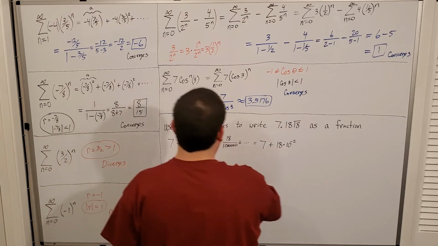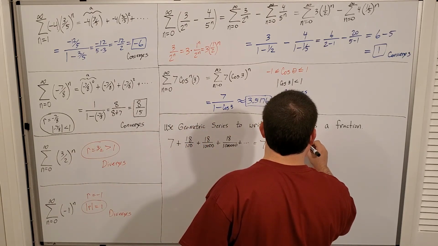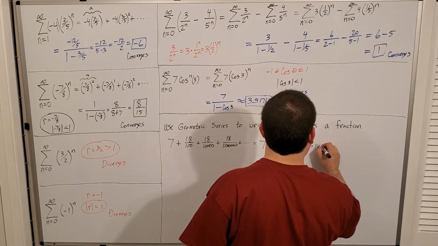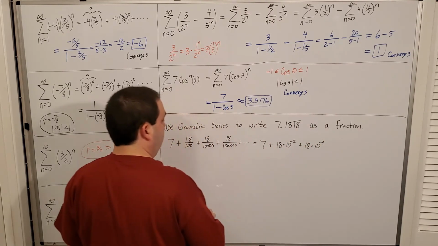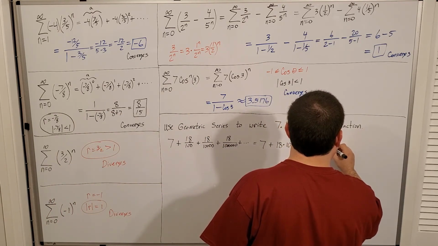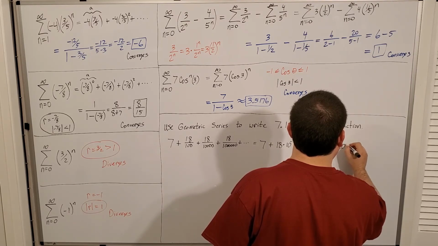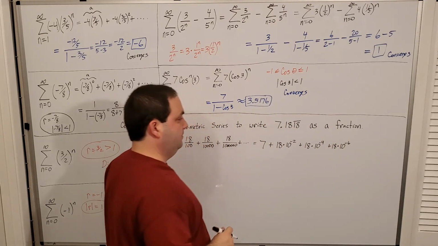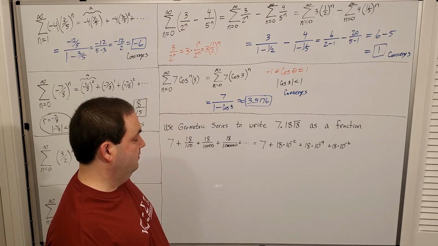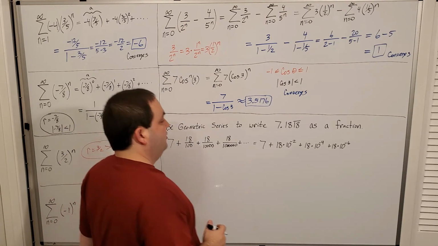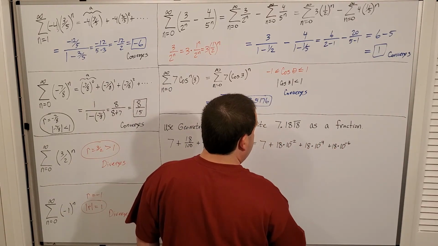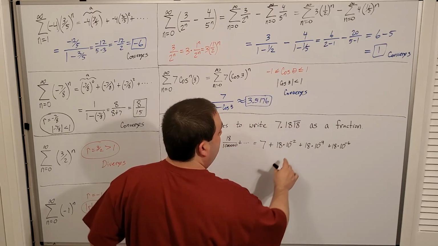And then right here, plus 18 times 10 to the negative 4. And then the next one will be 18 times 10 to the negative 6. With me? Okay. So then, hopefully what you're seeing is that I can actually rewrite this in terms of the powers of these guys.